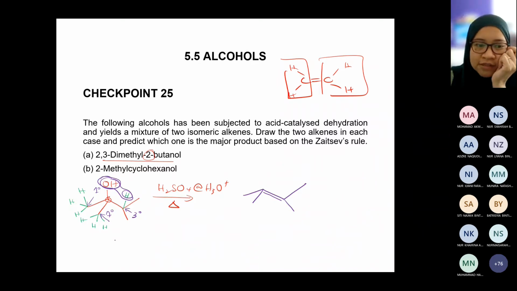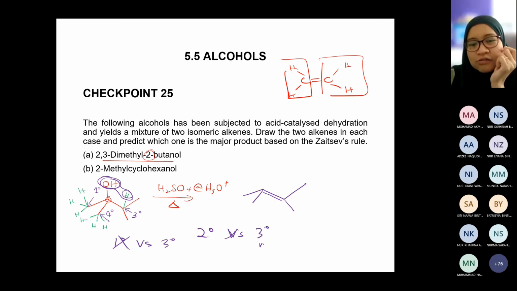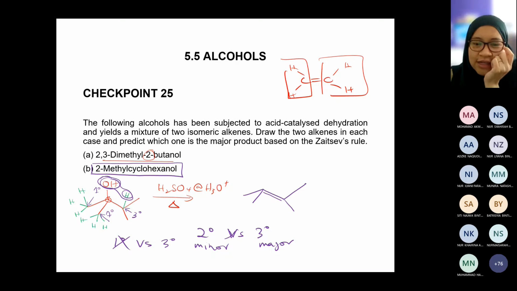Because why? Dia versus primary versus dengan tertiary. So primary is very unstable. So it will not be formed at all. Unless you ada secondary dengan tertiary. So this one will be major. This one will be minor. Mungkin ni kot yang ada major minor tu. Okay. So this will be the answer lah for A.